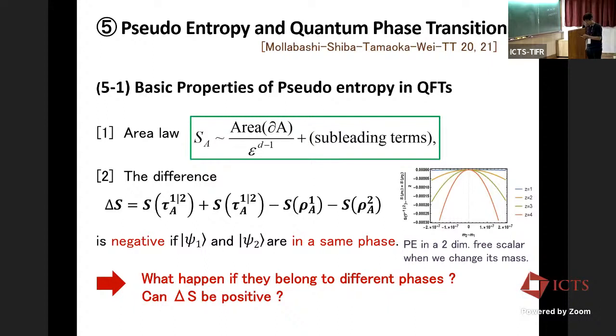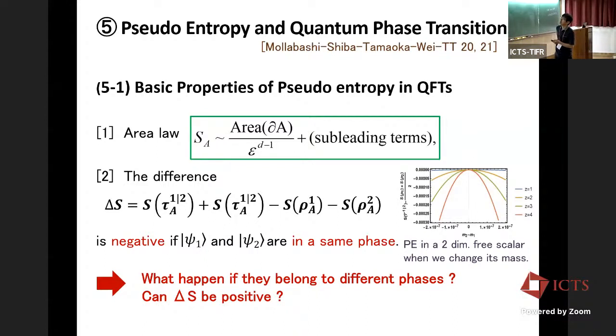But let me go to some other applications, especially applications to quantum many-body systems. How much can this quantity capture interesting features of quantum phases? First of all, these are basic properties in quantum many-body systems. We can talk about the basic properties of pseudo entropy. First of all, it satisfies an area law, like this. This is the same as entanglement entropy. And we can talk about the difference, which is an interesting quantity we would like to focus on.